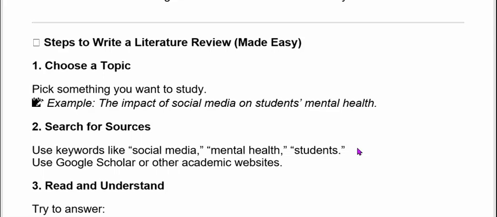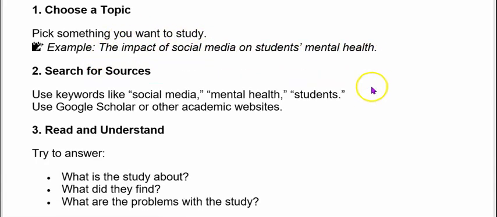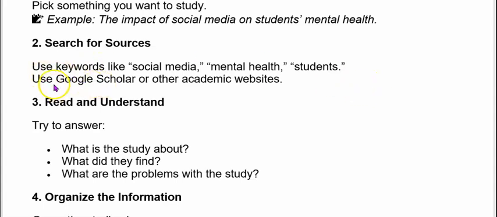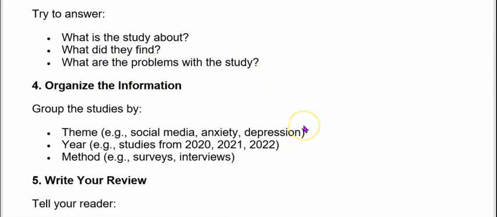Steps to write a literature review. Choose a topic. Pick something that you want to study. Example, the impact of social media on students' mental health. Search for sources. Use keywords like social media, mental health, students. Use Google Scholar or other academic websites. Read and understand. Try to answer: What is the study about? What did they find? What are the problems with the study?